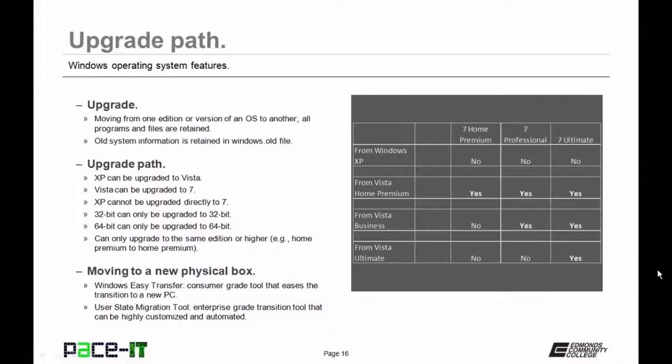If you're moving to a new physical PC, you might want to consider Windows Easy Transfer. It's a consumer-grade tool that makes the transition easier. It pulls the information from the old machine and deposits it on the new machine. For the enterprise, Microsoft introduced User State Migration Tool. It's a great tool that can highly automate the transition from one physical machine to another.